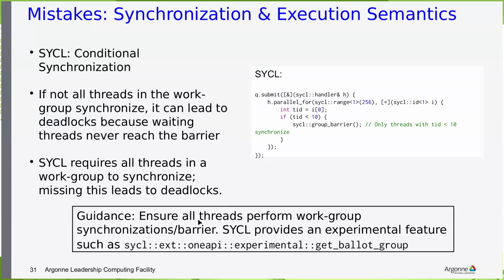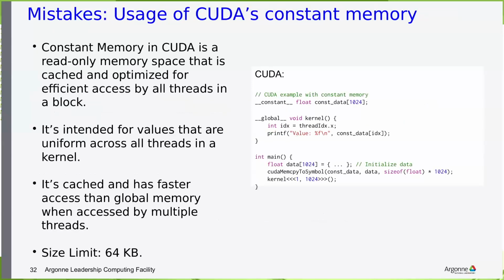So how do you get the active threads? This is the API to get the active threads. So this is not so straightforward, but you should be really careful when you encounter such a logic or when you see deadlocks. This is the most common example of the deadlock when porting from CUDA.